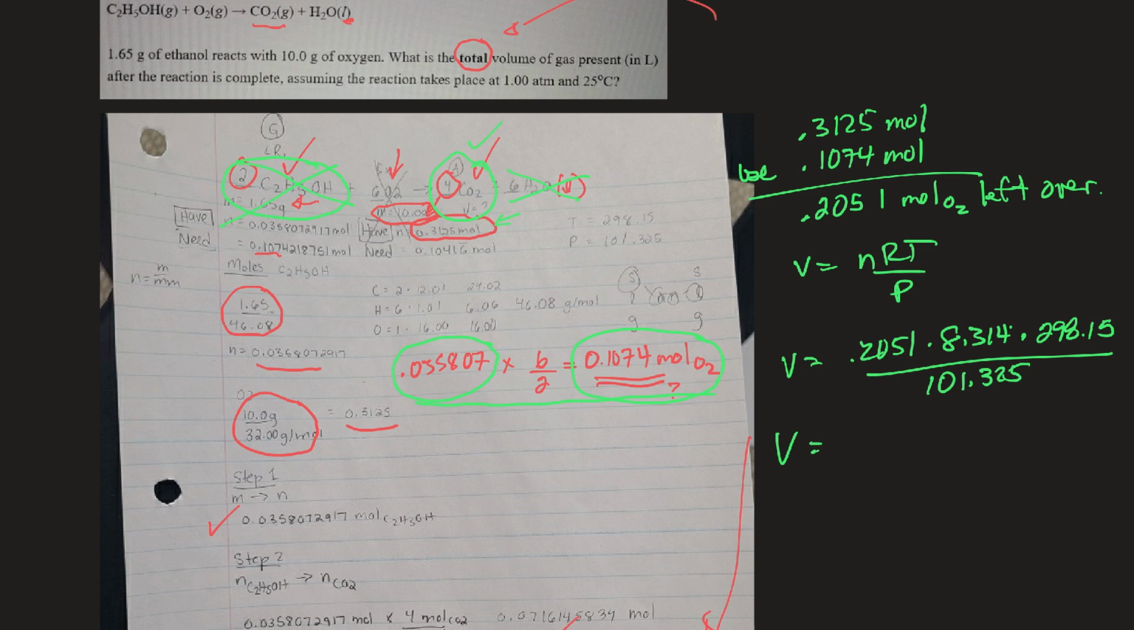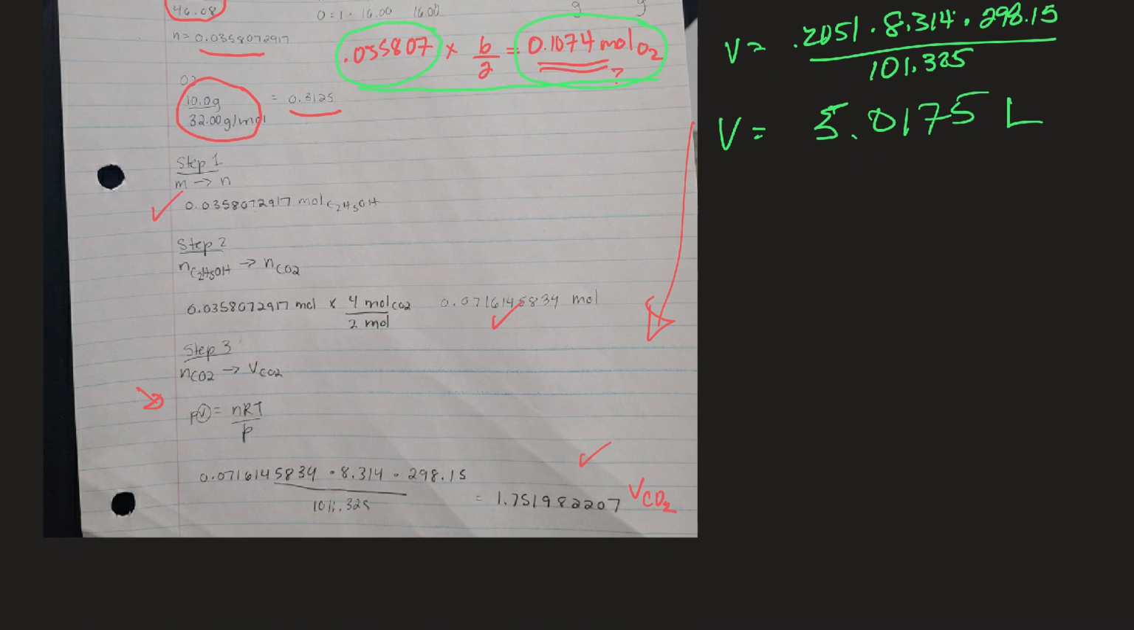Okay, so now let's do this on the calculator. Okay, when you do that on the calculator, it comes out to 5.0175, etc. liters of oxygen. So if I take my 5.0175 liters of oxygen, so this is of oxygen, and that was left over, right? It didn't react.